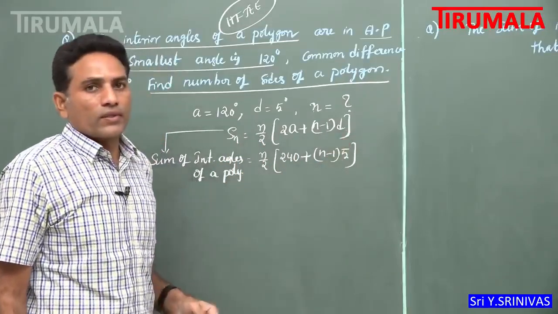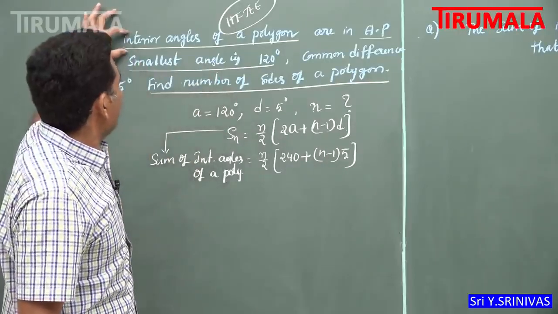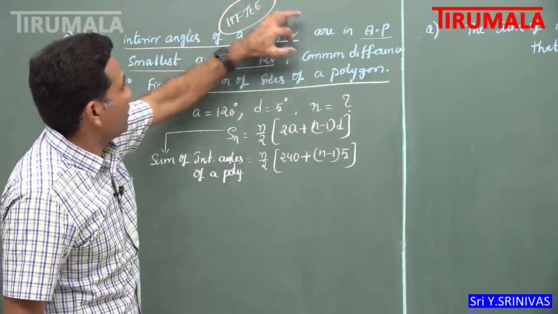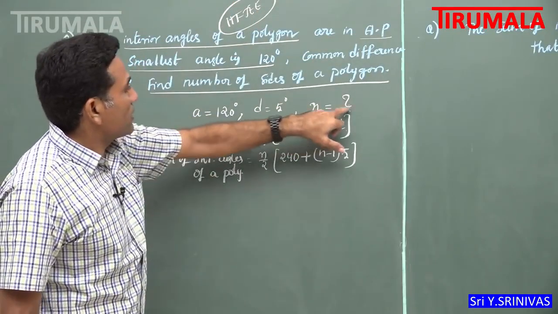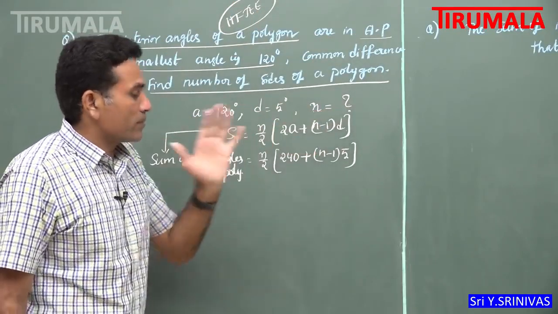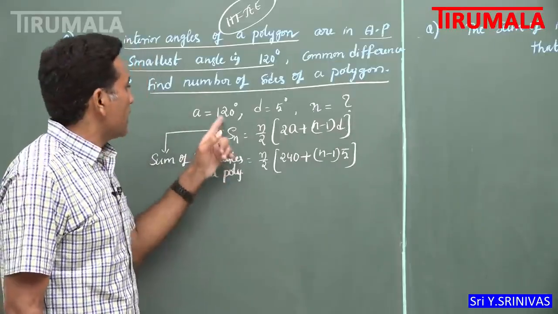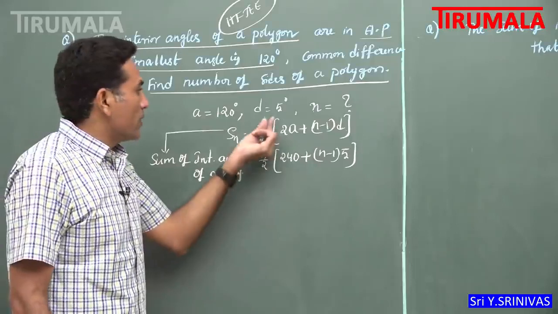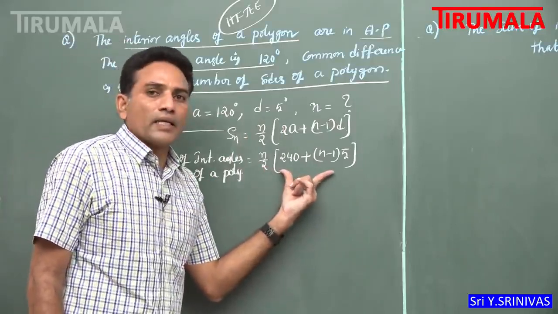Why? What is the reason? The reason is the angles are in AP. What is given? Interior angles of a polygon are in AP. An n-sided polygon contains n terms, and these n angles are in AP. The first angle is 120 degrees, the common difference is 5 degrees. We find the sum of all interior angles.